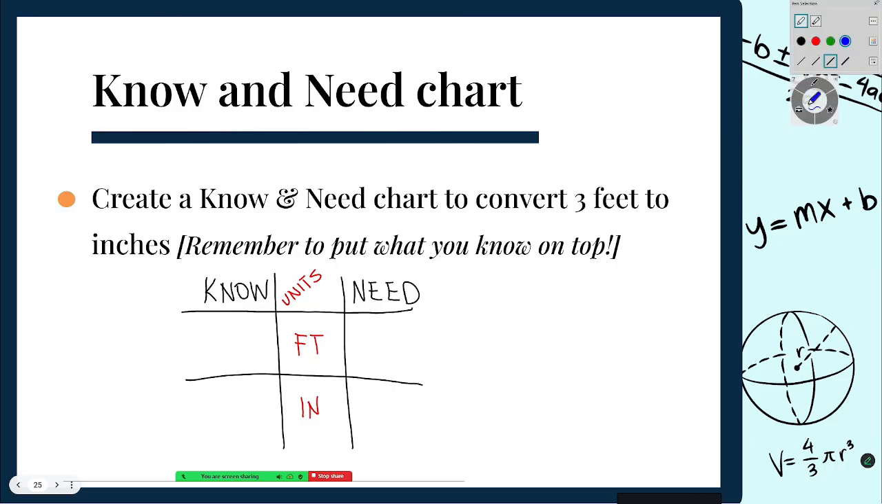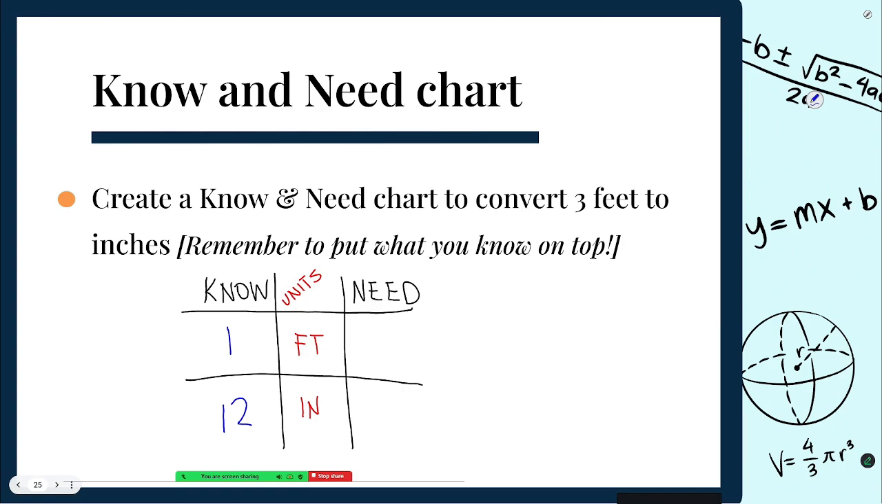So what do we know? We know that 1 foot is equal to 12 inches. That's our know column. So when you're looking at your tic-tac-toe board, you have know in the top left. In that middle left side box, we have 1 foot, because our units are in that middle column. We know that 1 foot is equal to 12 inches. So the bottom row, which is inches in that middle there, the bottom left, we're going to write 12.